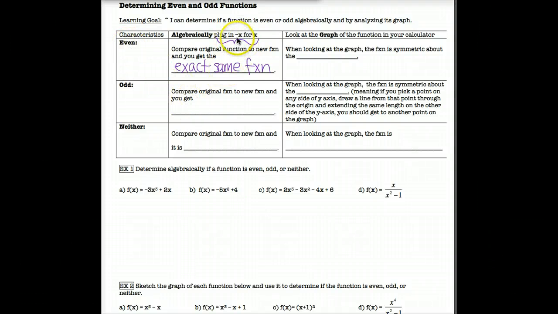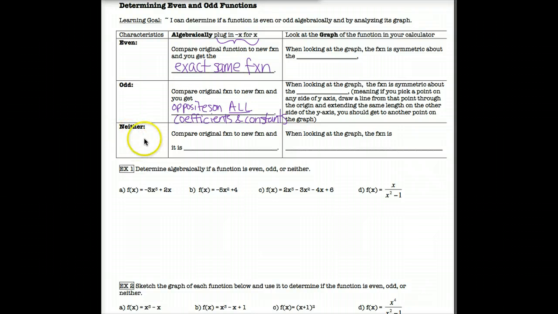If when you plug in negative x in place of x and simplify, you look at the original and your new and you get opposites on all the coefficients and constants, I'll write that underneath. I don't think I can fit it. If all of the coefficients and constants are opposites, then that's going to be odd. Again, really important: either all pieces exactly the same or all of the pieces opposites. If one of them is not opposite and the rest are, that doesn't satisfy the qualification for being odd.